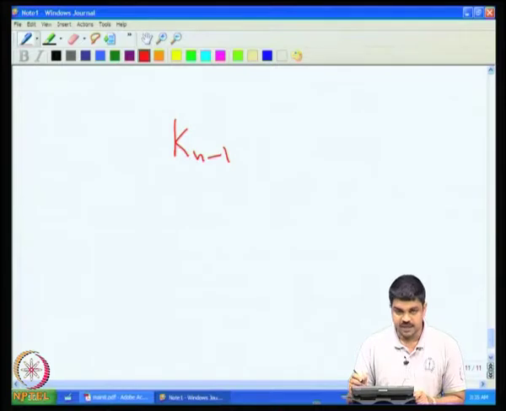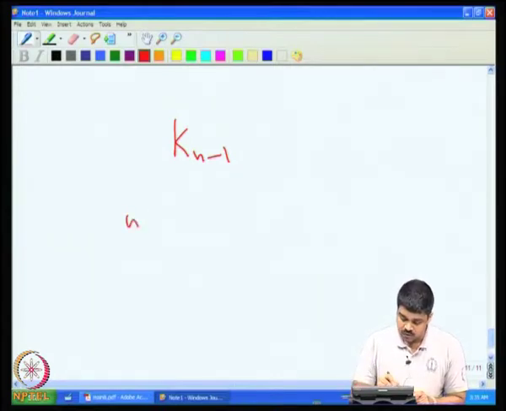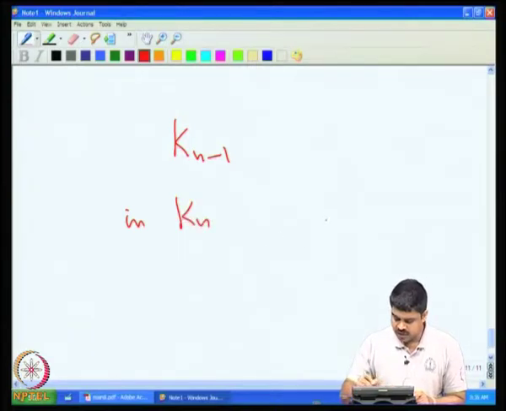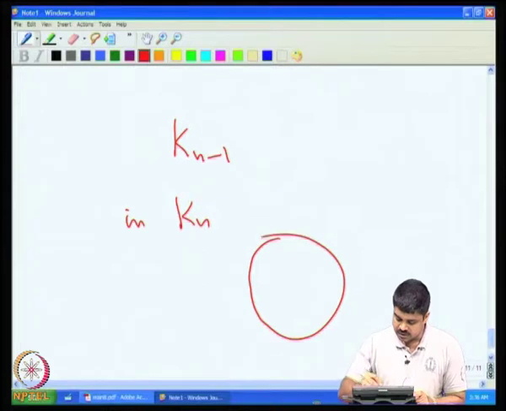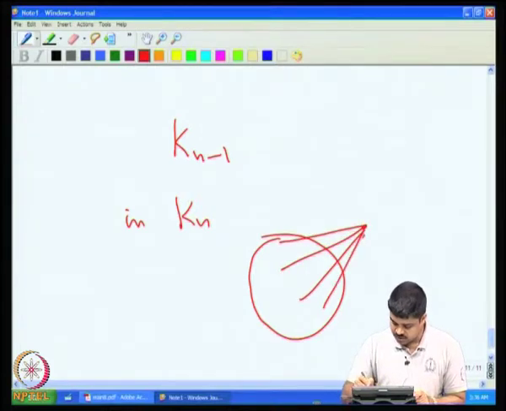We can end up with a directed Hamiltonian path. So now, how do I show that in Kn also it is possible? We will take the last vertex. You see, it is connected to all the vertices in this Kn minus 1. This is the Kn minus 1 and this is the last, nth vertex.